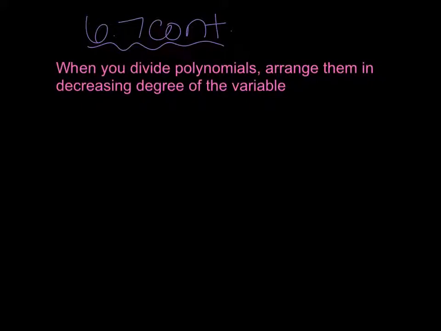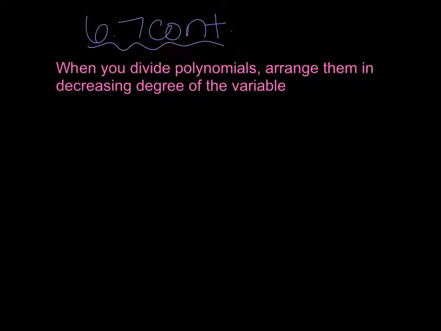Sometimes we get a polynomial and it's not in the correct order, right? The squared term is at the end, maybe the constant's at the beginning, or the cube term's in the middle. When you're dividing polynomials, if you get a polynomial that's not in the correct order, you have to put it in the correct order first. So you're going to find your highest powered term. If you're working with x's, you're going to look for the highest exponent that any x has, and work your way down.